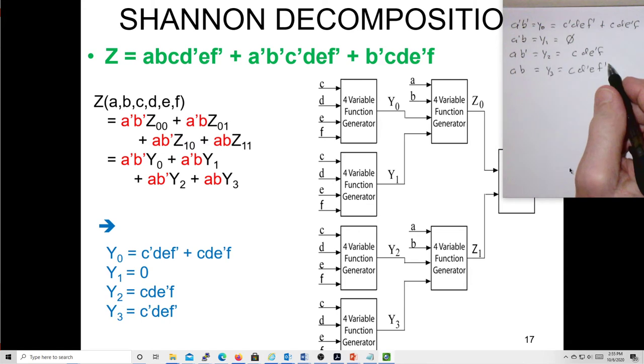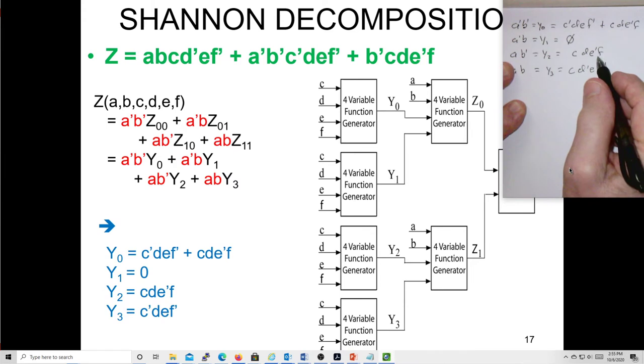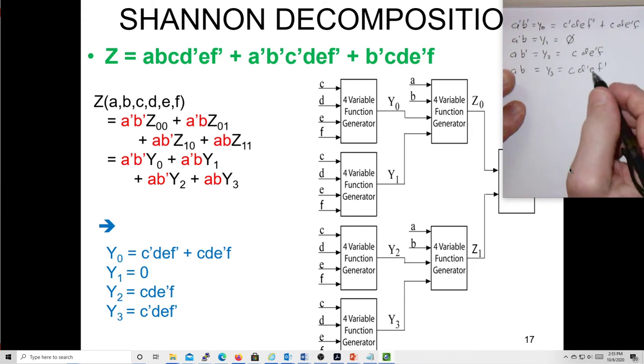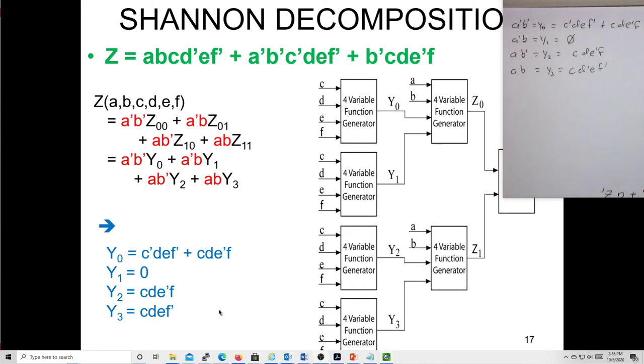Yeah, that's that one. That one's C. Yeah, that's C, D, E prime F. And then the last one, AB, should be C. Yeah, they made a mistake. I'm correct. All right. So that is a mistake, and I'm going to fix that. Okay. So, yes, this is correct.